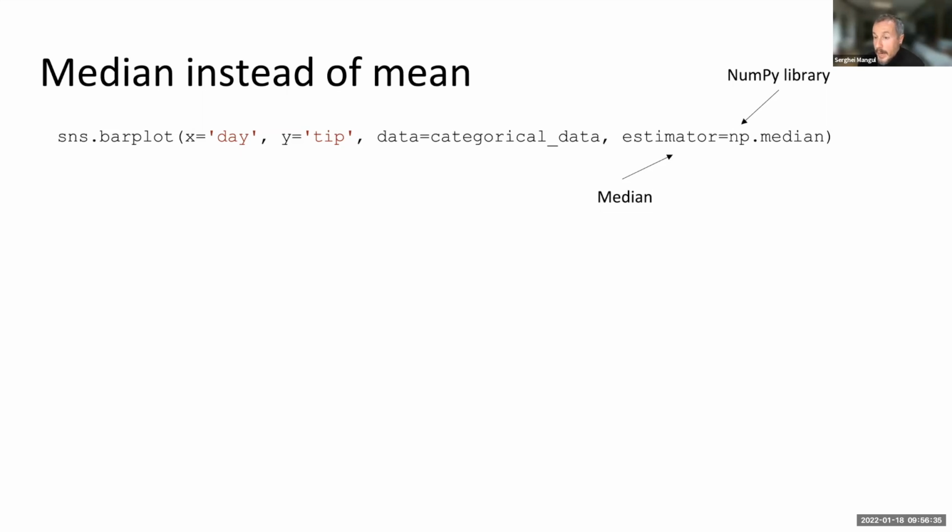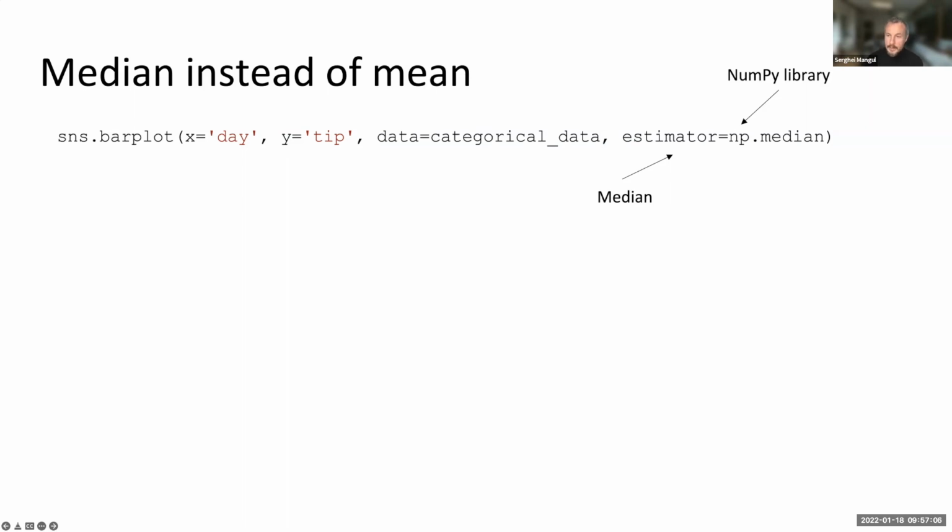So the better estimate might be the median. But in order to use the median, you need to use the NumPy library. You need to change the command you have seen before and just add this string: estimator equals np.median. If you do that, your plot will show the median. The height of the bar will be the median rather than the mean.